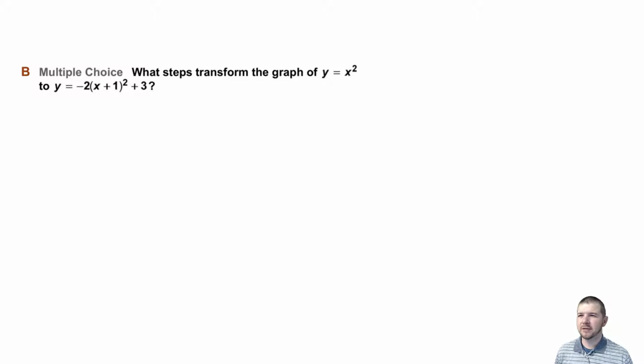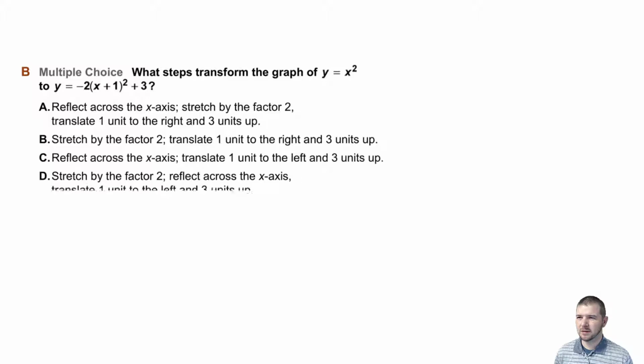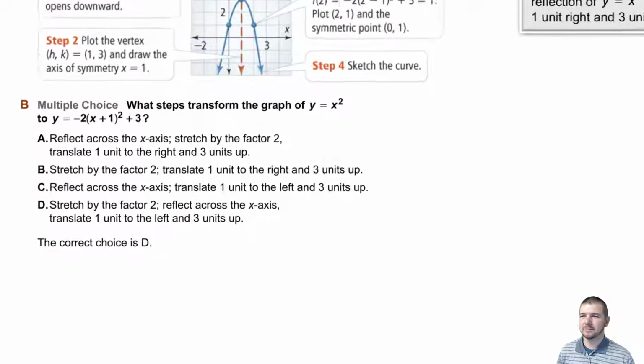It says, what steps transform the graph of y equals x squared to y equals negative 2 times the quantity x plus 1 squared plus 3? Considering our options, the correct answer is D. First, stretch by the factor 2, and that will be a vertical stretch. Then reflect across the x-axis, accounting for the negative in front of the 2. It will translate 1 unit to the left. That's represented by the plus 1 in parentheses. And finally, 3 units up, the plus 3 on the far right, outside the parentheses.